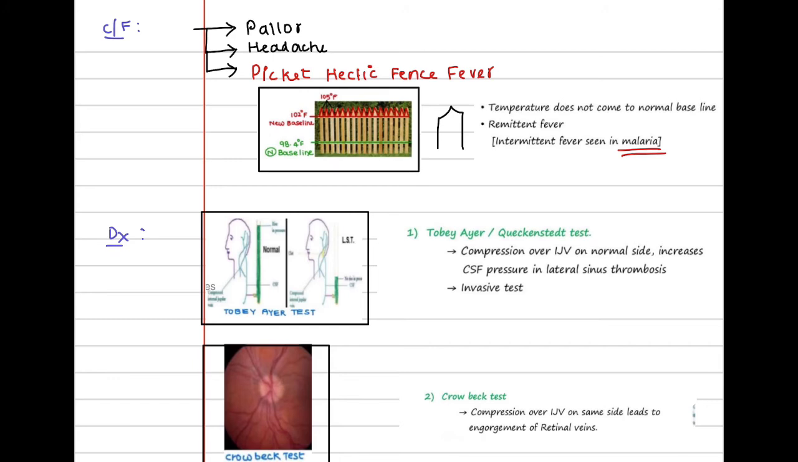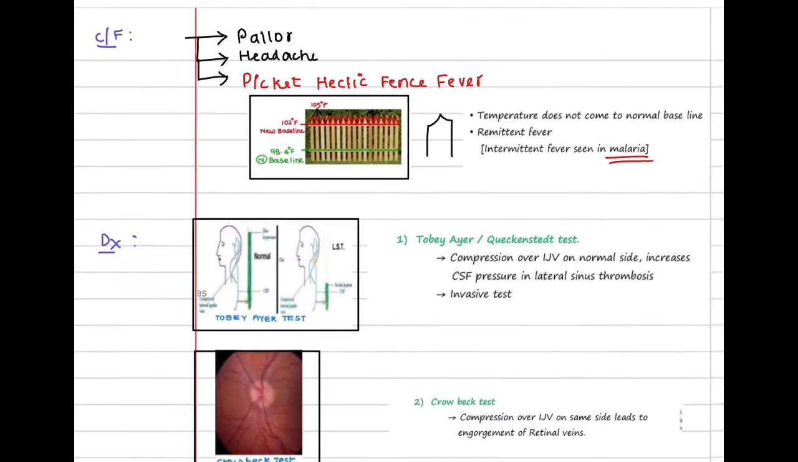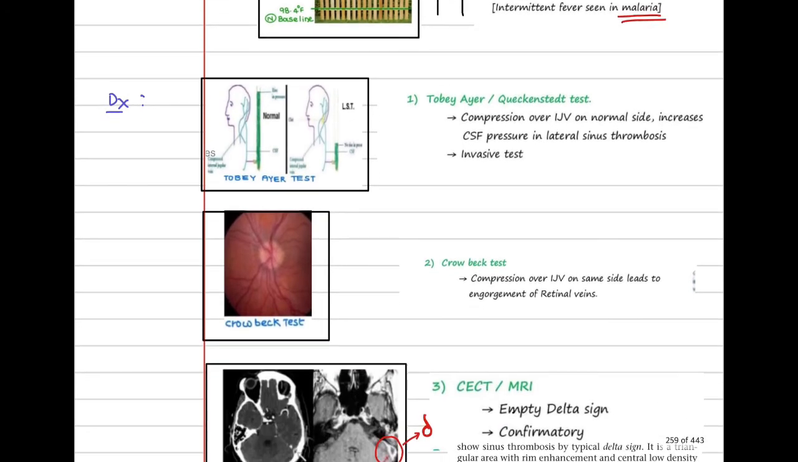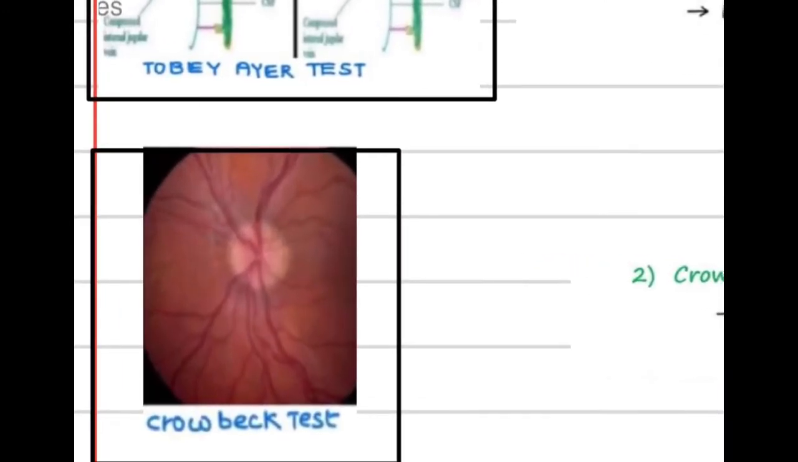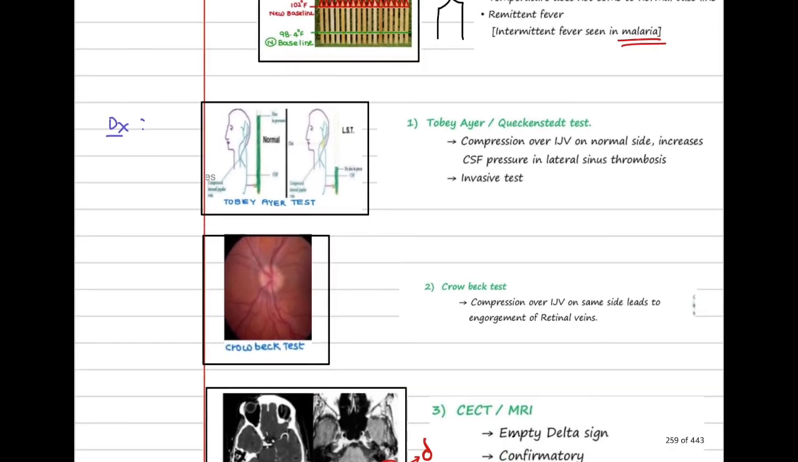Tobey-Ayer Queckenstedt test: compression over the IJV on the normal side increases the CSF pressure in lateral sinus thrombosis. It's a very invasive test. Next, in papilloedema, compression over the IJV on the same side leads to engorgement of the retina. You can see the engorgement of retinal veins, which looks like a crow beak.